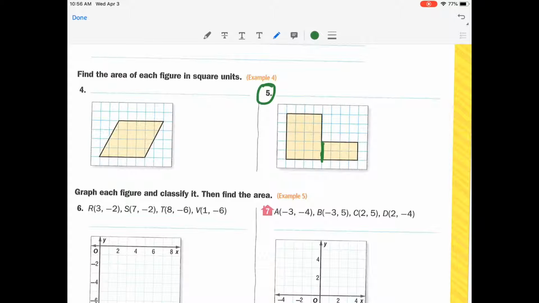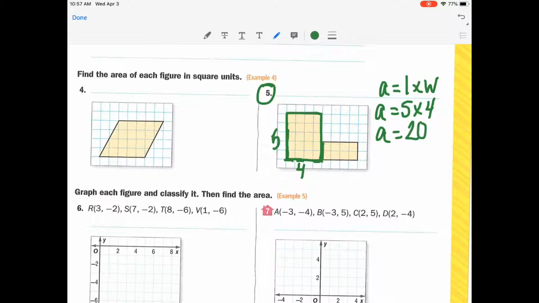I know that if I'm looking at this rectangle, that means length times width, okay? So that's the formula that we're going to use, length times width. So we're going to go ahead and figure out the length and then figure out the width. So here's my length, 1, 2, 3, 4. So that's 4. And this one is 1, 2, 3, 4, 5. Okay, so we're figuring out the area of that rectangle. So A equals 5 times 4. A equals 20 units squared.